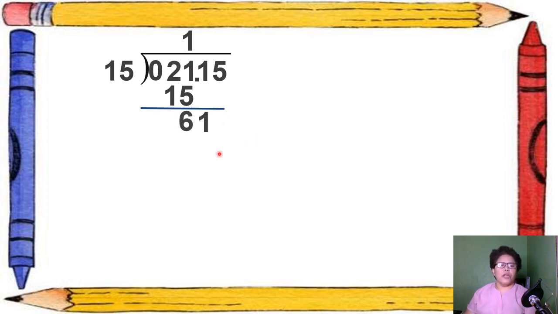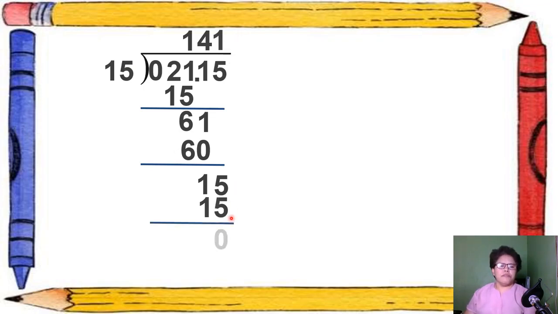Bring down 1. So, 61 divided by 15, merong 4. Kasi dalawang 15, 30, di ba? So, 4 times 15, that is 60. 61 minus 60, that would be 1. And then, bring down natin yung 5. Okay? And then, 15 divided by 15 na. So, meron tayong isa. And then, 1 times 15, you have 15. And then, 15 minus 15, that would be 0.